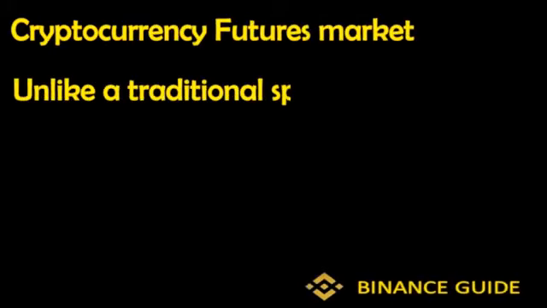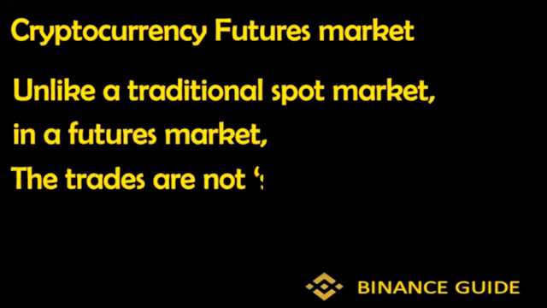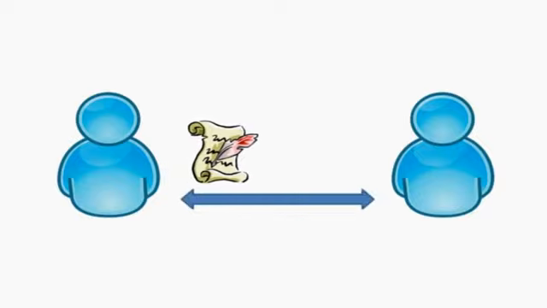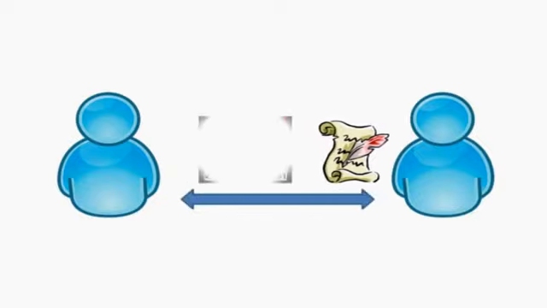On the other hand, in a cryptocurrency futures market, the trades are not settled instantly and do not allow users to directly purchase or sell the digital assets. Instead, two counterparties will trade a contract representation of those, which defines a settlement at a future date.